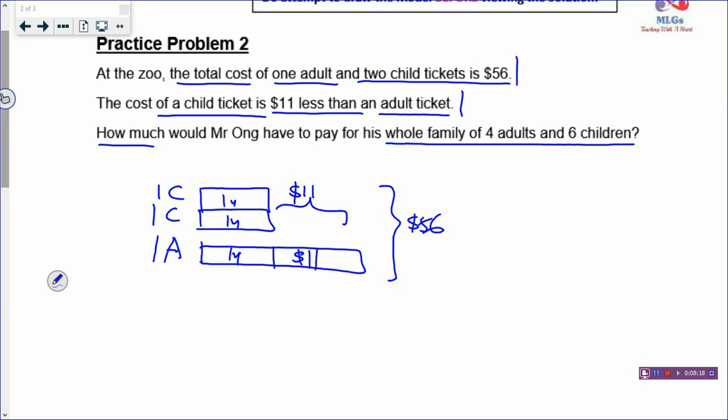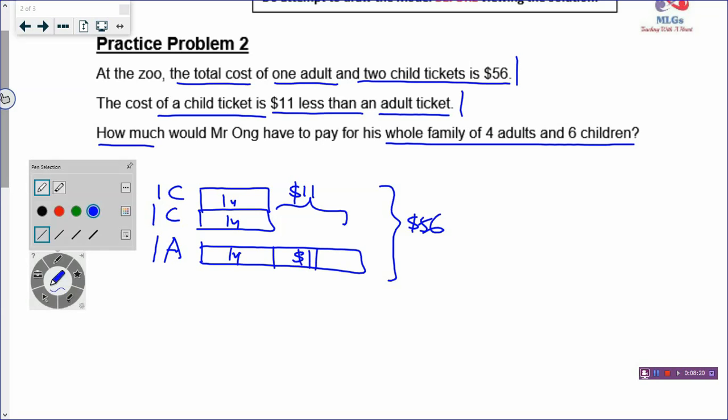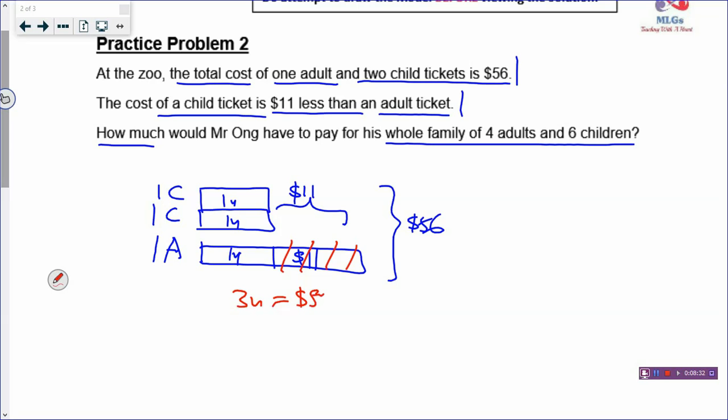Okay, then what else do we do? We do the same thing. We take away those that are not units. We cut away the $11 here, and then there'll be 3 units left behind, right? So will the 3 units be now $56? No, it will have become smaller already. So the total will have become lesser by $11 because you cut away $11. So when you cut away 11, you minus.